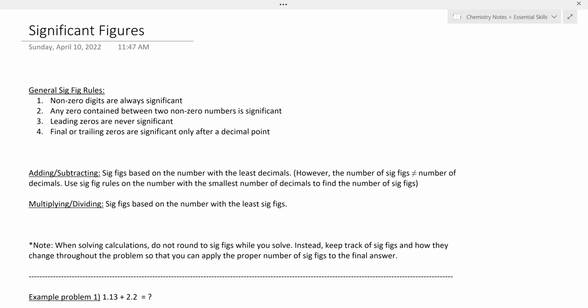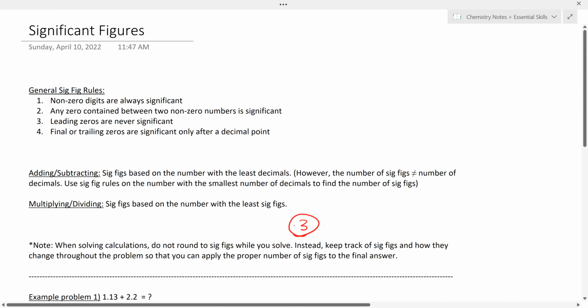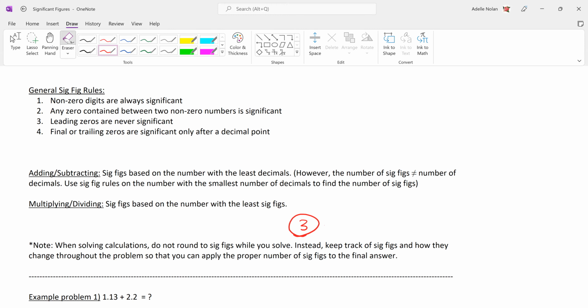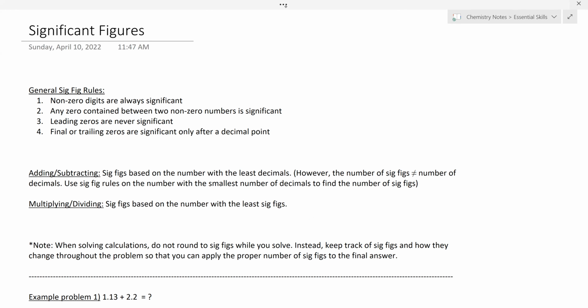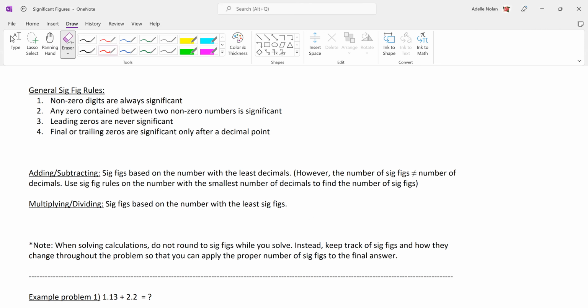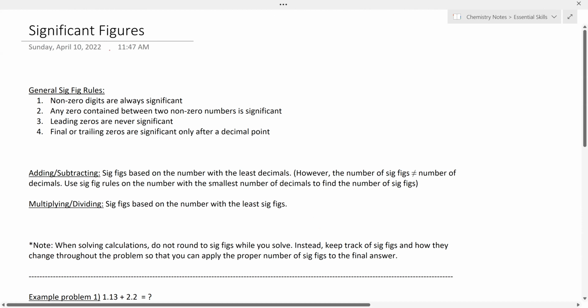And then a quick note, when you're solving calculations in chemistry, you'll always have sig figs. It'll be different in math though, of course. But when solving those calculations, do not round to sig figs while you're solving. You want to wait until the very end. So I've gotten in the habit of doing my sig figs with a circle, because at least currently I don't have any circles in my equations. So for me, that's an easy way to keep track of the sig figs before I can apply them. You only want to apply the sig figs to your final answer.